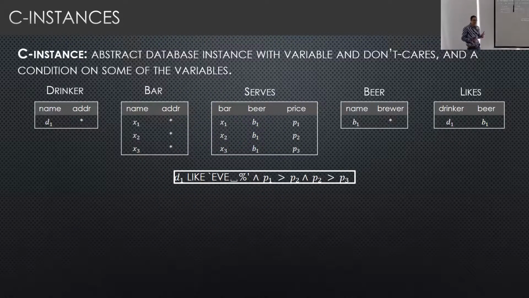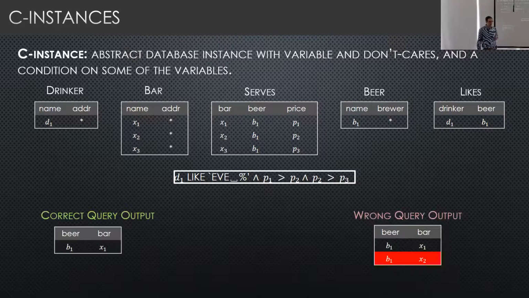So our solution is to generate abstract database instances that differentiate between the queries. So here's an example of an abstract database instance, or a C instance, as we call it, generated by our solution. This is just a set of database tables that contain variables and don't cares, denoted here by a star. Below the database tables, there's a condition on some of the variables. Now, when the 2 queries that we've just seen are evaluated over this instance, their results differ.